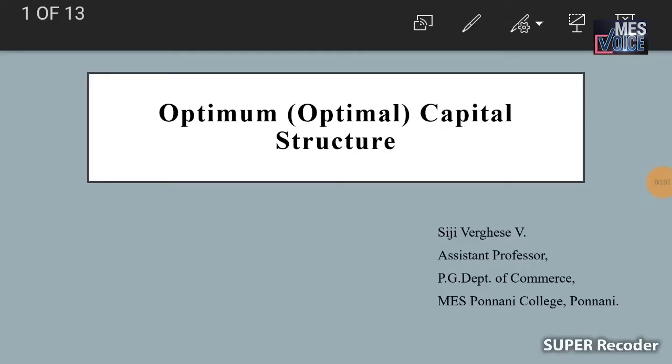Greetings, my dear students. Let's have a discussion on some of the topics relating to optimum or optimal capital structure. The topics I want to discuss with you are its meaning, the graphical presentation of optimum capital structure, the essentials of a sound or optimal capital structure, and the pattern of capital structure.